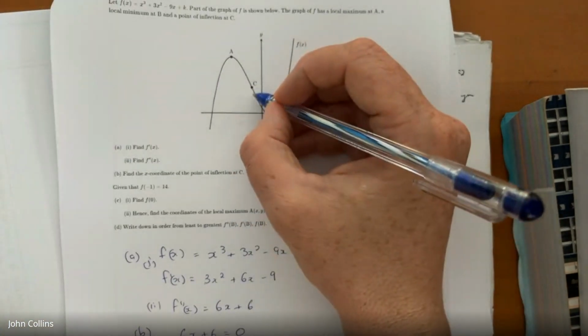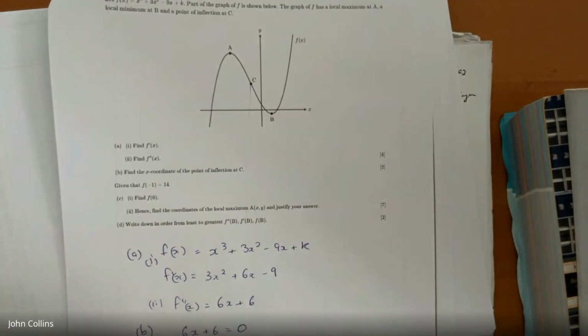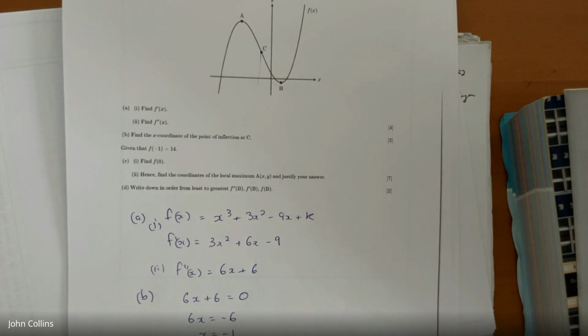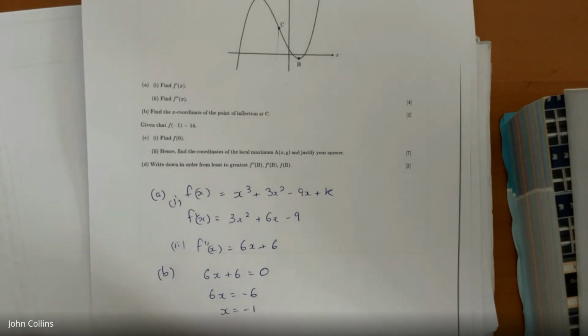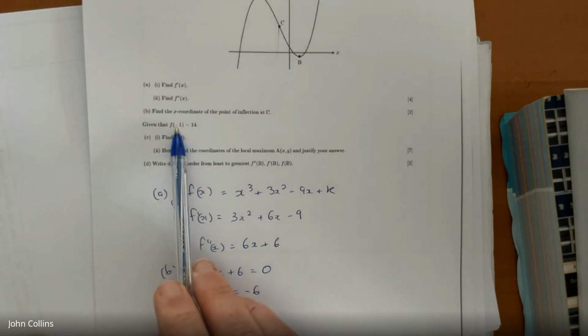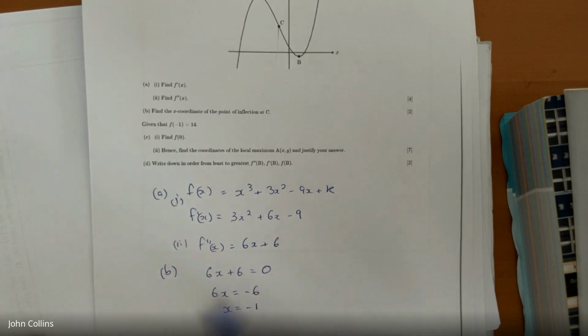This is the point of inflection here, C, where it changes from sad face to happy face, concave down to concave up. Starting off with part C, given that the function with minus 1 put in it equals 14, find the function with 0 put in it.